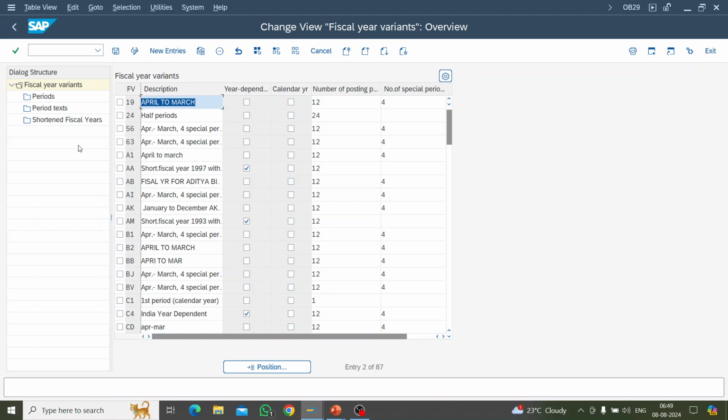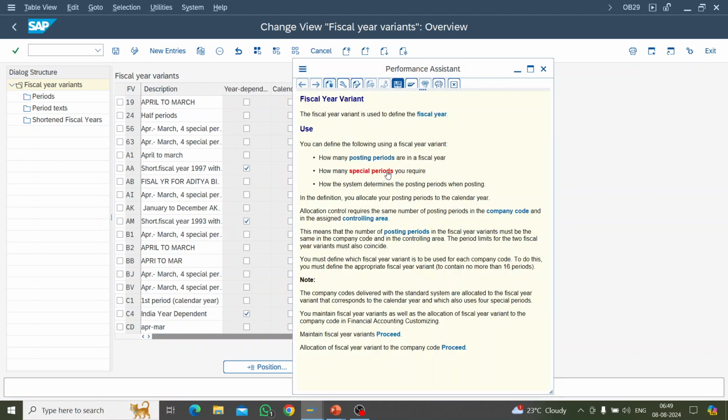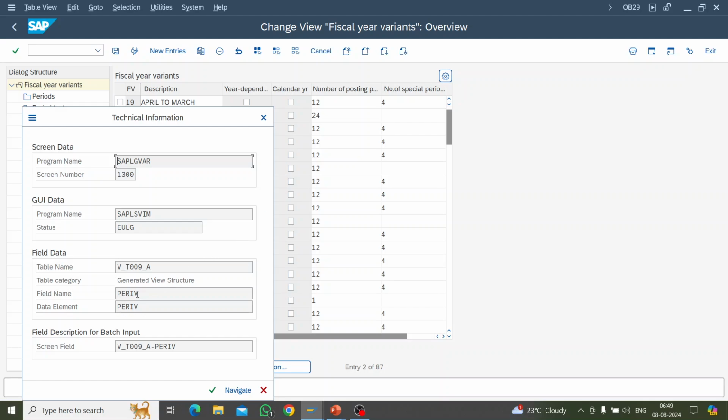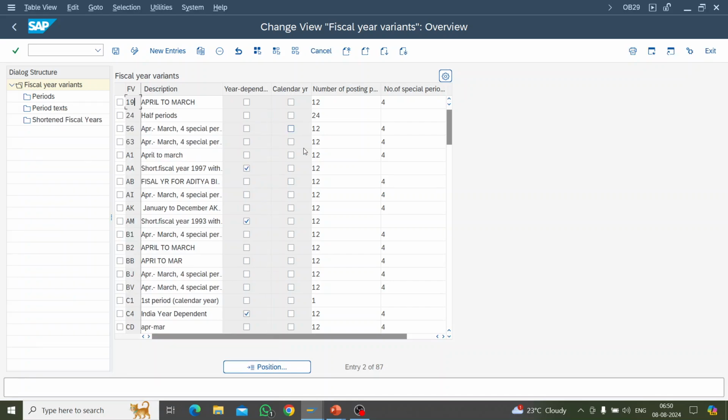Now, one more thing, if you want to see the technical details of it, let me show you some of the technical details also. So this is what I have shown you earlier. Now if you want to see the technical details, see, this is the field name of the fiscal year variant. Table is T009. Can you see it? This is the table name. This is the technical information which I have already covered in my previous slides.